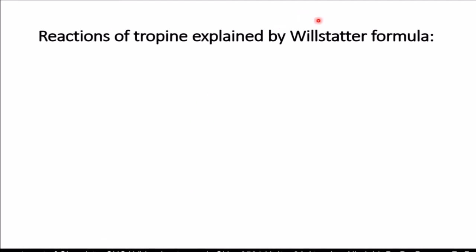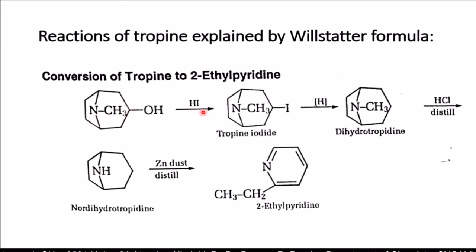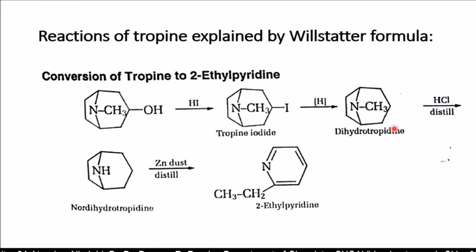Reaction of tropine explained by Willstatter formula. This is the reaction. Treated with hydroiodic acid, we're going to get tropine iodide, leading to the conversion of tropine to 2-ethyl pyridine. So tropine treated with hydroiodic acid will give tropine iodide. Tropine iodide on reduction gives dihydrotropidine. Dihydrotropidine treated with HCl on distillation gives nor-dihydrotropidine, and that further treated with zinc dust on distillation gives 2-ethyl pyridine.